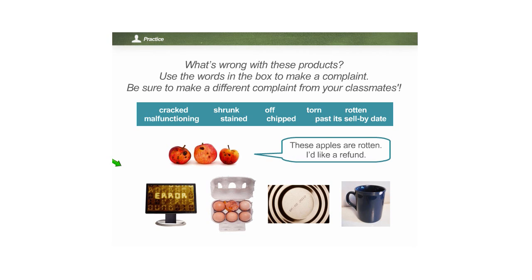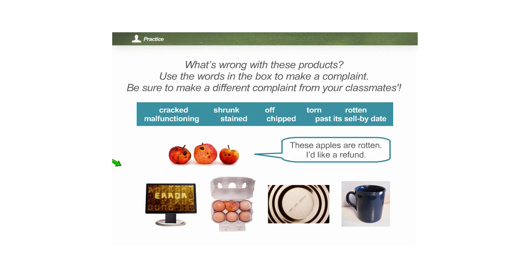So who'd like to go next and tell me what's wrong with these other four products down here? Aigul, what would you like to talk about? Very good. One of these eggs is cracked. Perfect. Very good explanation. Okay, so maybe Haigor, what would you like to talk about? The can of food, the cup, or the computer? Haigor, tell me what's wrong with this product. The can of food is past its sell-by date. Very good. The can of food is past its sell-by date.